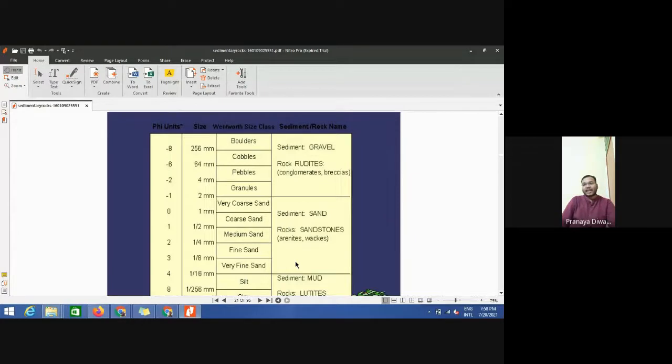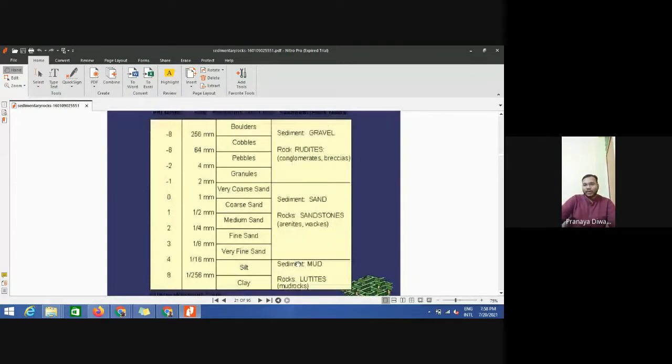Then you have sand. Sand includes very coarse sand, coarse sand, medium sand, fine sand, and very fine sand. So these are the different kinds of sands you have. Then you have silt and clay.